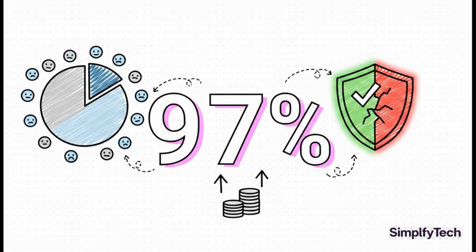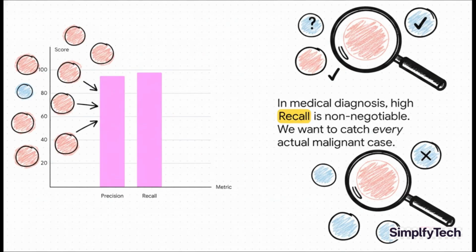So our model clocks in with an accuracy of about 97%. And that sounds fantastic, right? But hold on. Accuracy by itself can actually be a trap, especially when the cost of one type of error is way, way higher than another. And this is where two other metrics, precision and recall, become super important. Precision asks, of all the times we cried wolf and predicted malignant, how often were we actually right? But recall asks a much more critical question. Of all the tumors that were actually malignant, how many did our model successfully catch?